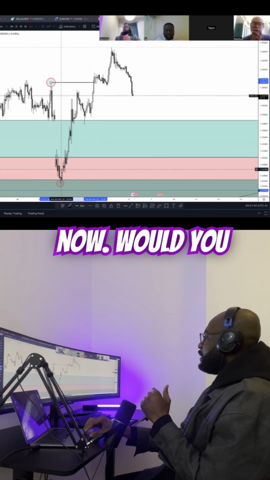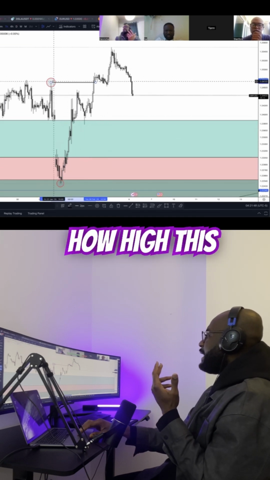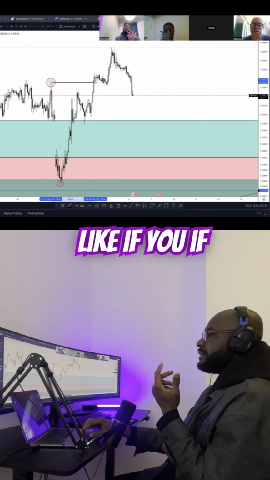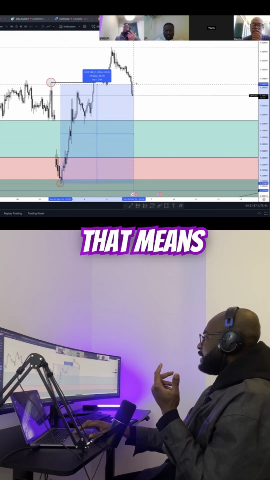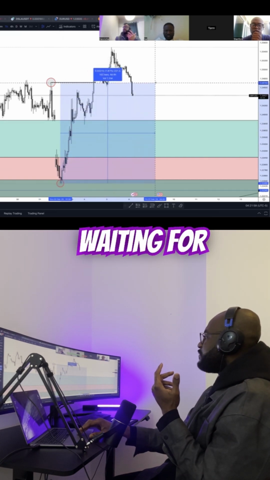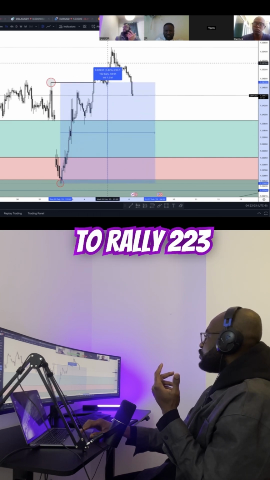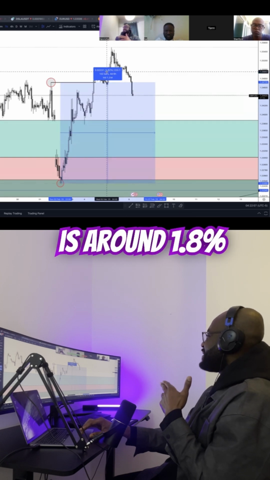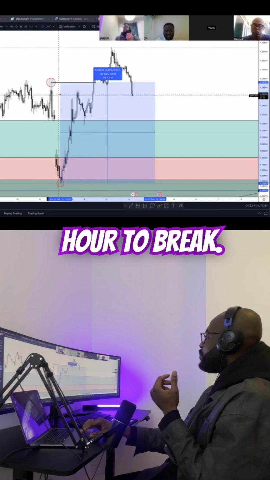Now, would you be waiting for price to break? Can you see how high this high is? If you calculate from this low to this high, you would literally be waiting for price to rally 223 pips to the upside, which is around 1.8%, before breaking structure. I personally wouldn't wait for this 1 hour to break.